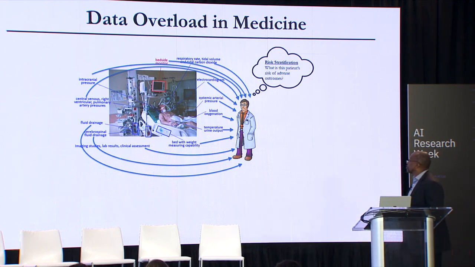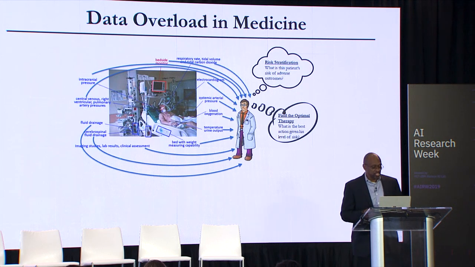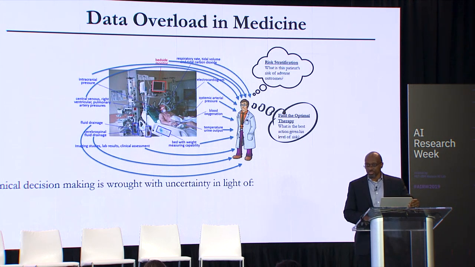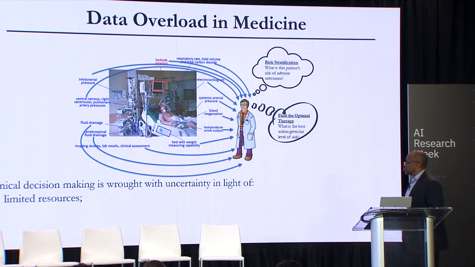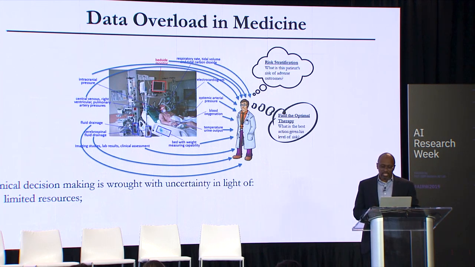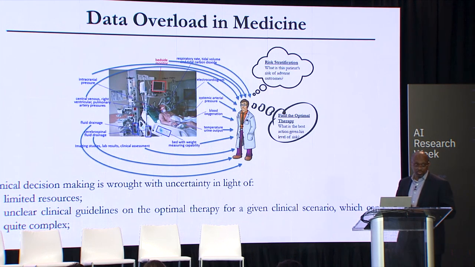And moreover, once I decide whether this is a patient that is at high risk or not, what's the optimal therapy? So these decisions are fraught with a lot of uncertainty for a variety of reasons. First, there are limited resources. We can't do all tests on all patients. I'm not sure we'd want to in any case. In addition, we don't have optimal guidelines for the majority of the patients that we see.